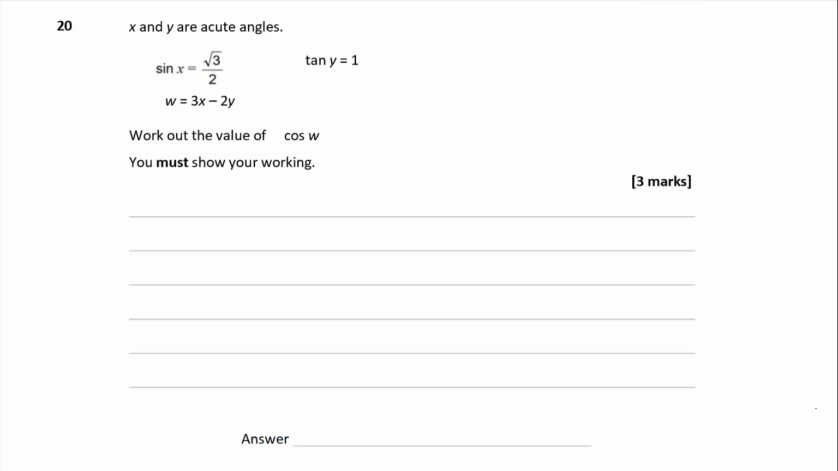Question 20. x and y are acute angles. I know that sine x equals root 3 over 2, and w equals 3x minus 2y, and tan y equals 1. Work out the value of cos w. You must show your working. Okay. Well, this is all about exact trigonometric values, isn't it? So I'm going to have to know my exact trigonometric values.